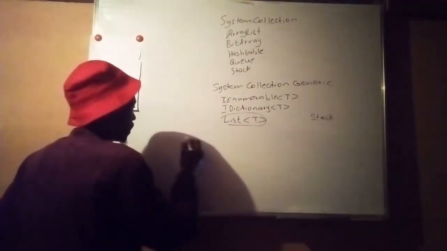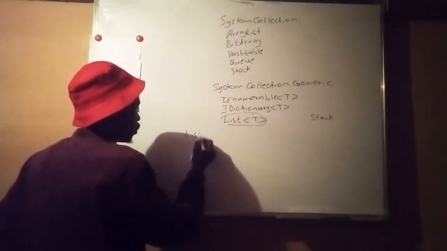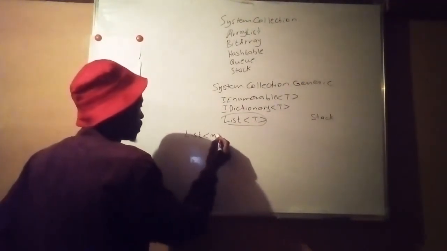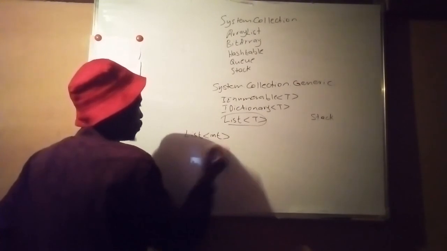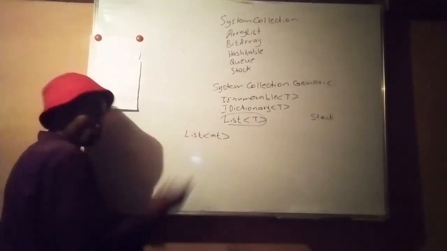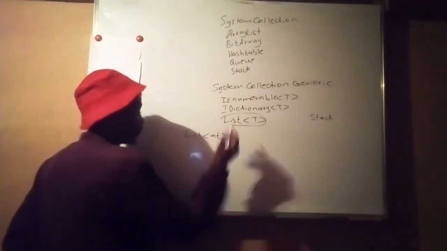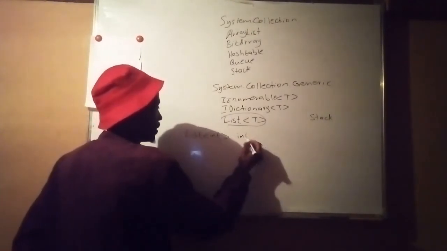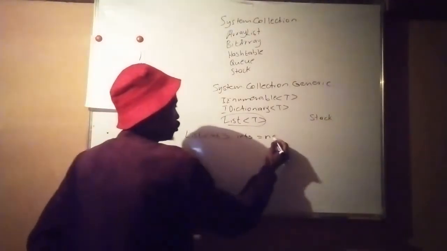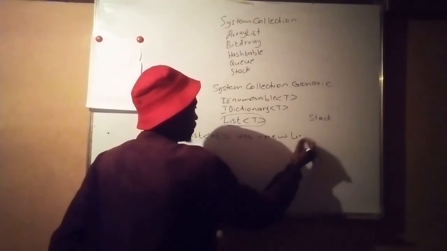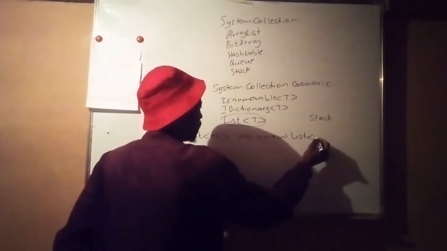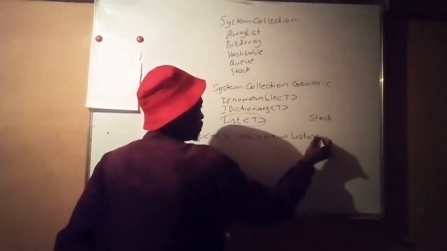Let's pick this one, List. We want to work with a list of integers. This is how we do that. We use the angle brackets to specify the type of items that we want to add, and then we say List<int> equals new List<int>.